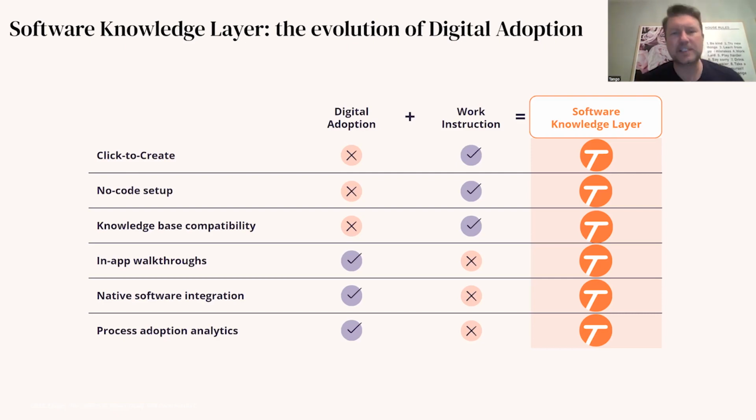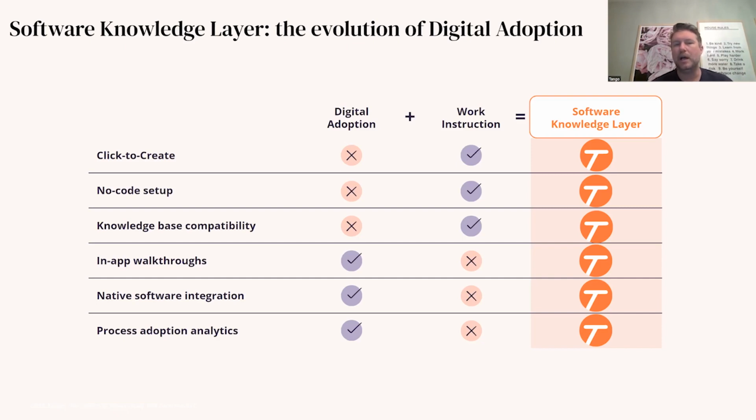When we say click to create, what does that mean? Click to create is a foundational feature of work instruction tools where the way you make guides is just by performing the task. So there's no guide builder like the one I showed you a minute ago where you have to assemble everything, drag and drop. There's no no-code experience or anything like that. To create a guide to show somebody how to do a process in your software, you just do the process yourself completely like you normally would. That's click to create. That is not available in other digital adoption platforms. It is available in work instruction, and that's something that we have in the Tango software knowledge layer.